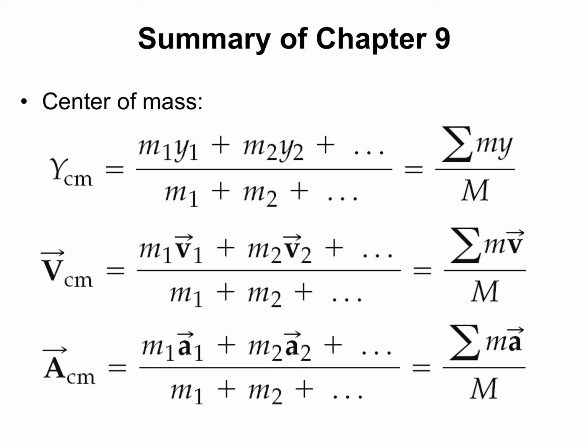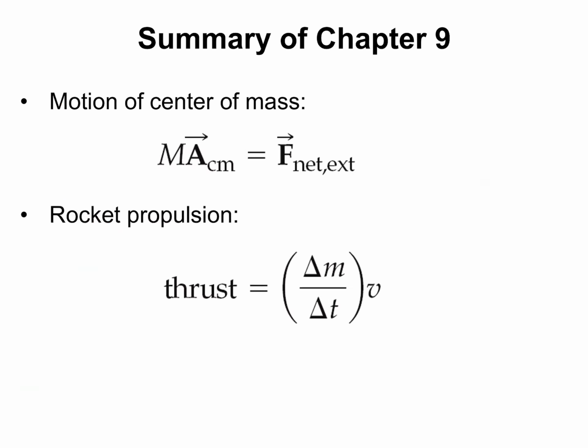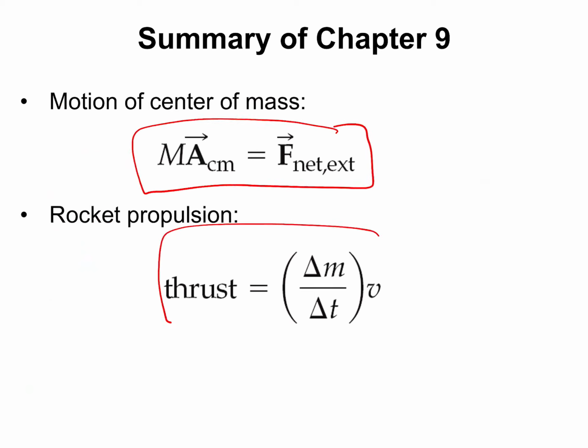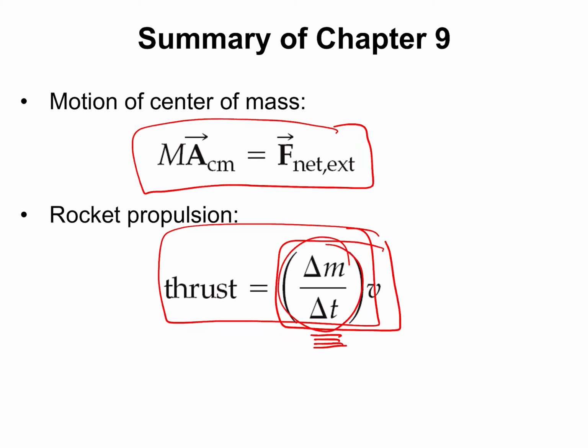The equations talk about the center of mass coordinates, and the velocity and acceleration of the center of mass, and Newton's law on the center of mass. Then we talked about rocket propulsion and thrust. The force that pushes the rocket forward is actually this equation. It depends on the time rate of change of mass you push out of the rocket. That is the force.